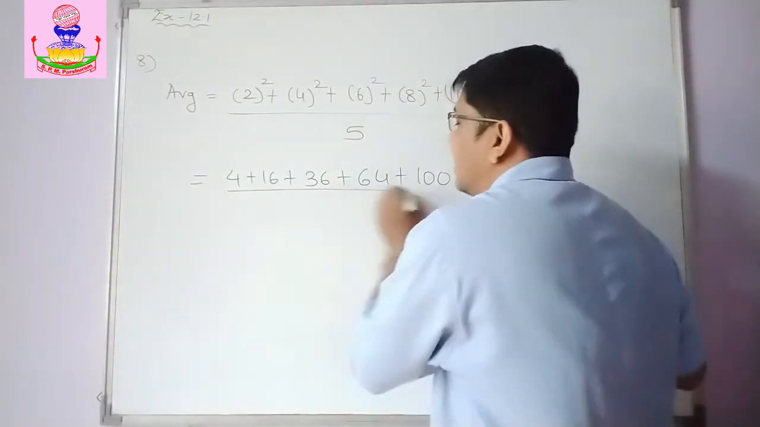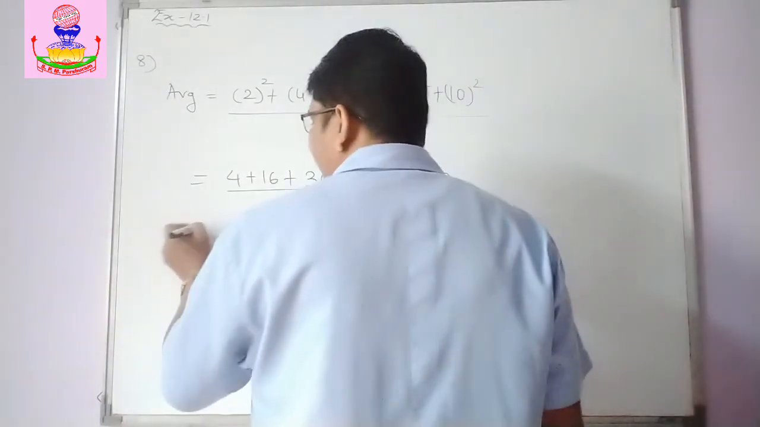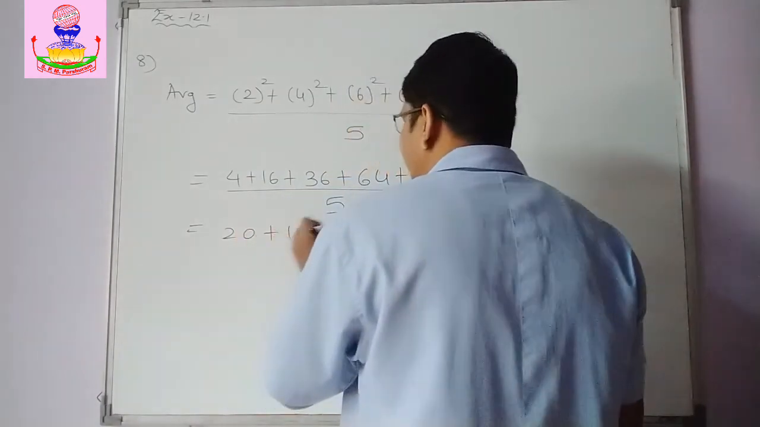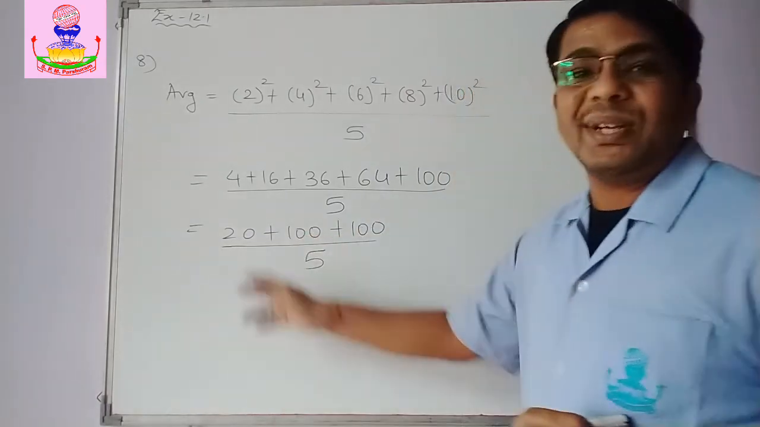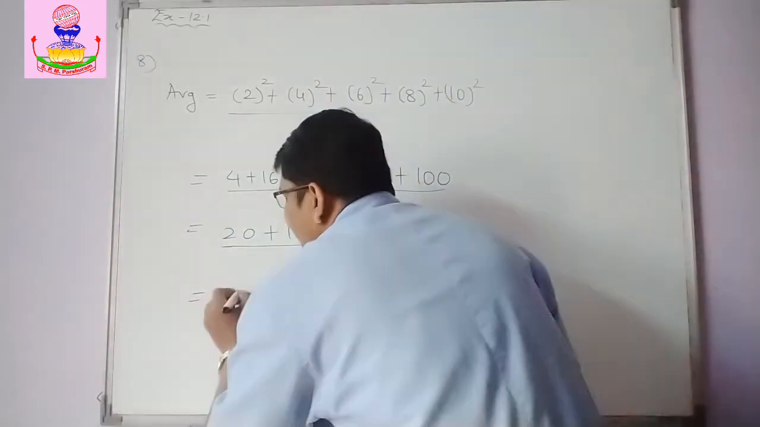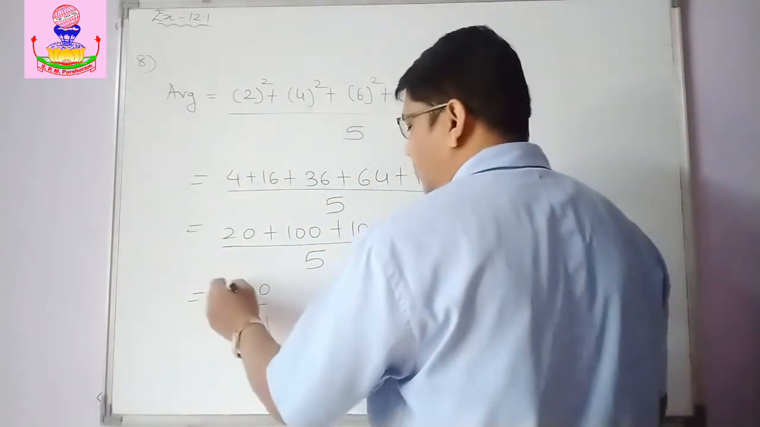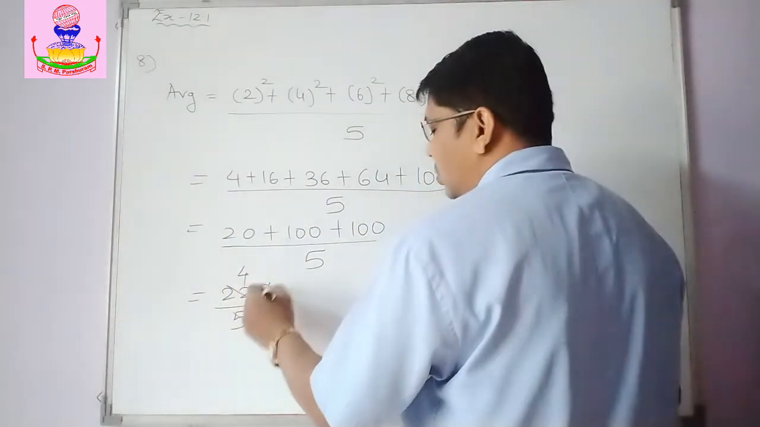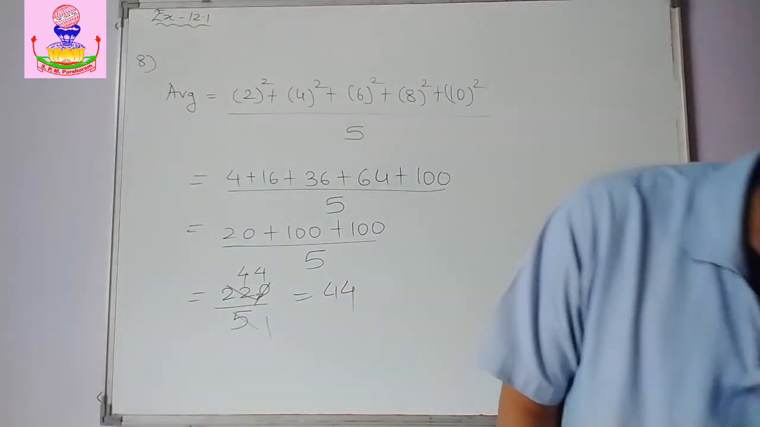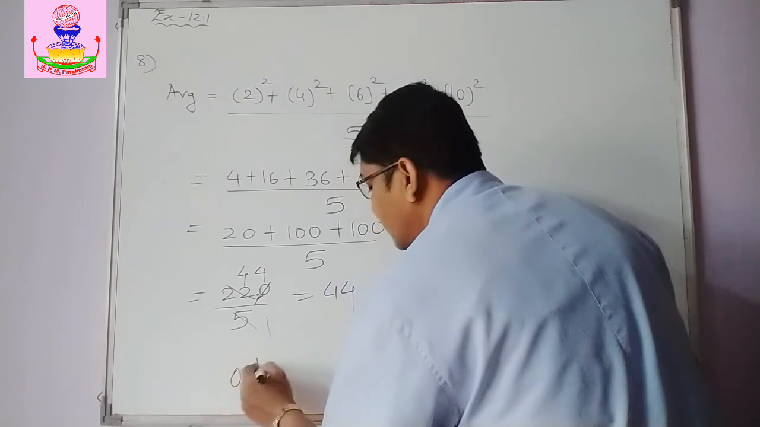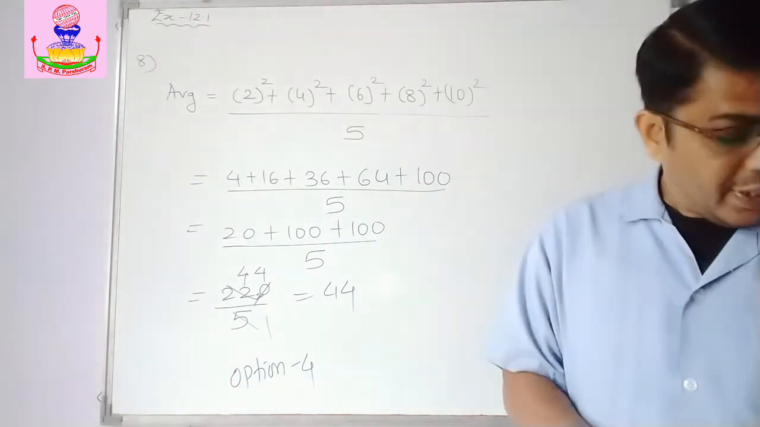Now keep this in mind. 36 plus 64 is how much? 100. Right? And 16 plus 4, 20. So 20 plus 100 upon 5. Now 100 plus 100, 200. 200 plus 20, 220 upon 5. Okay. So 5 ones are 5, 5 fours are 20. Remainder 2, 5 fours are 20. So answer is 44. So option number 4. That is the correct answer.